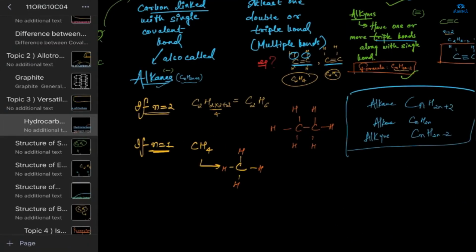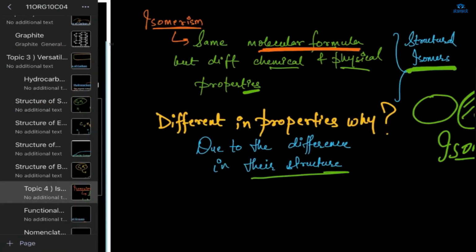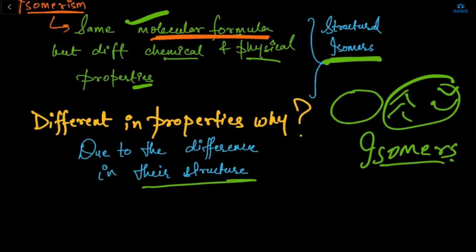And here, what we discussed in isomers: the same molecular formula, but different physical properties. Physical property means they will have a difference in their structure. How the structure differs, we will discuss in the next lecture.